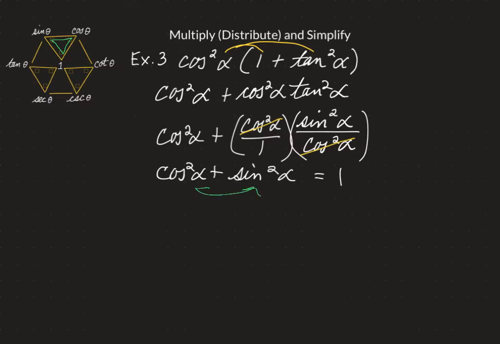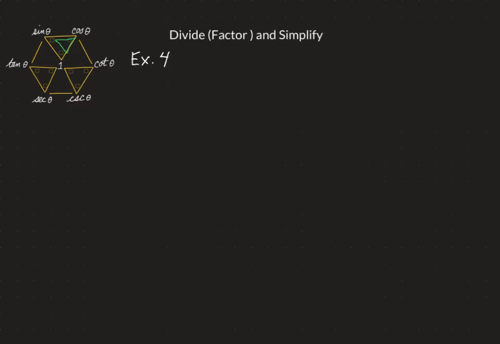Only it's in reverse on your hexagon and probably is on your identity sheet also. That's enough multiplication. Let's divide or factor and simplify. Example 4. Sine theta minus sine theta times cosine squared theta.